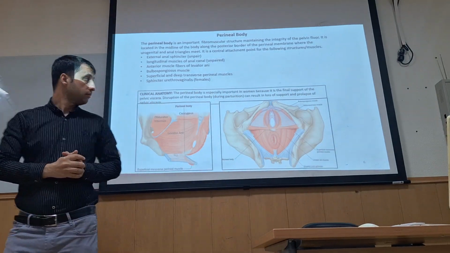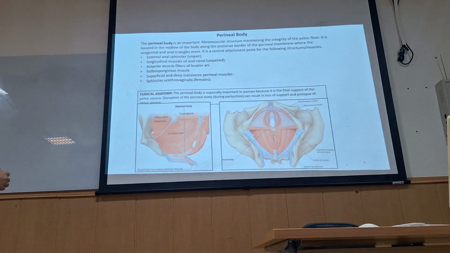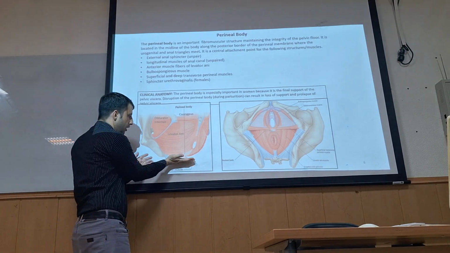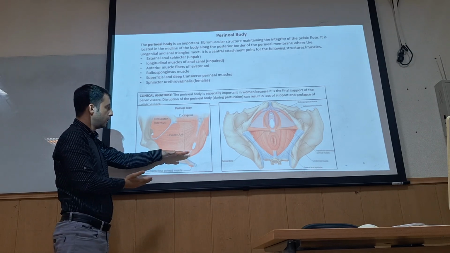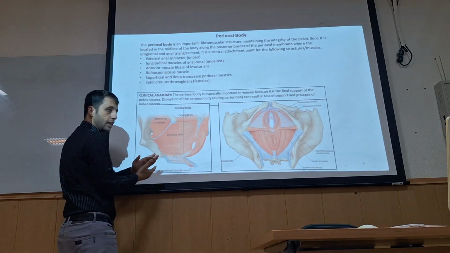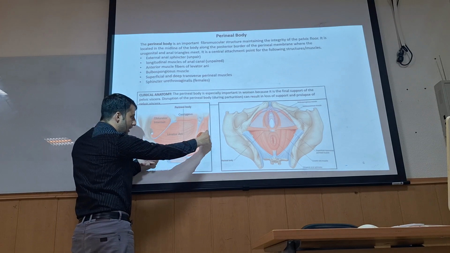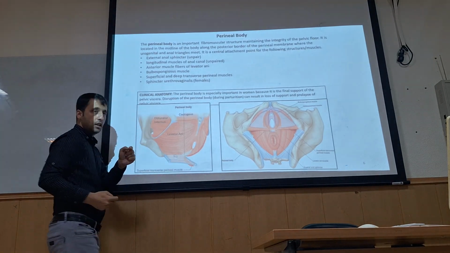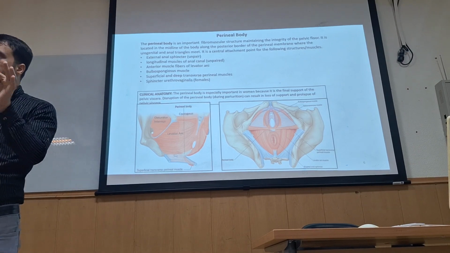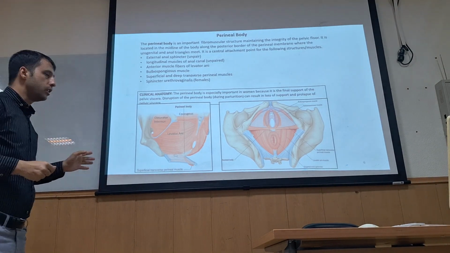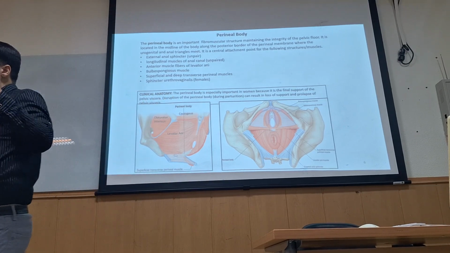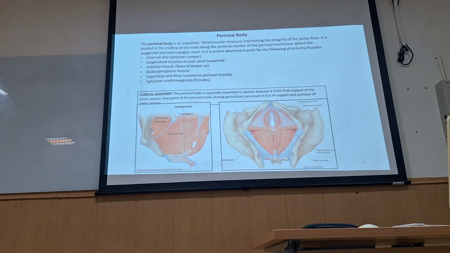Look at the perineal body. I said that here I have the urogenital triangle, and here I have the anal triangle. At the level of the urogenital and anal triangles, in this area, I have a dense fibromuscular tissue which is named the perineal body. What is the function of the perineal body? It is a site of attachments: 10 muscles attach to the perineal body.